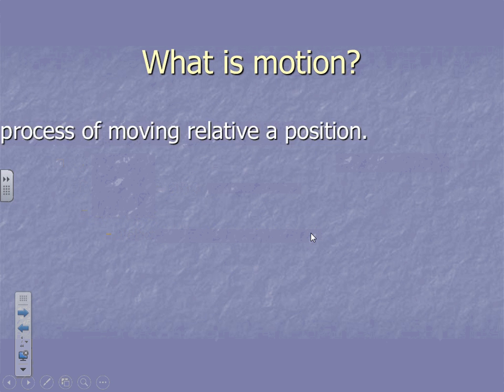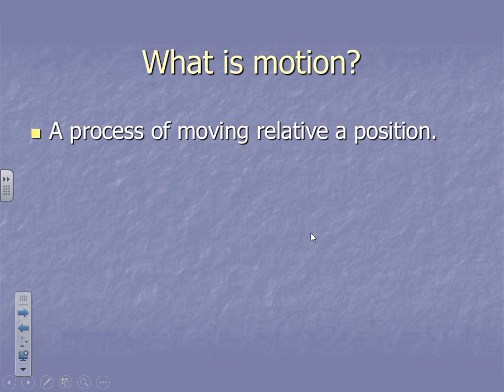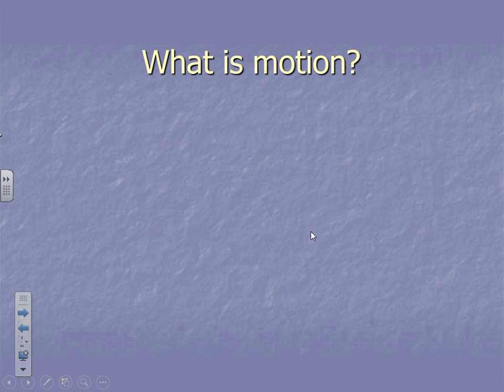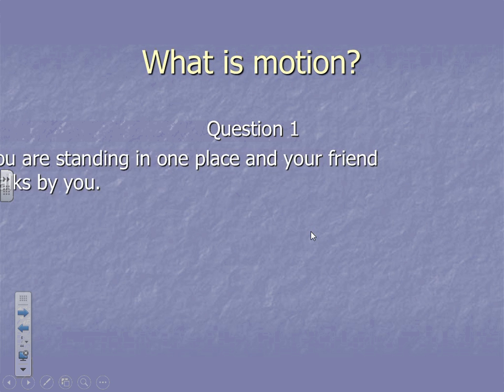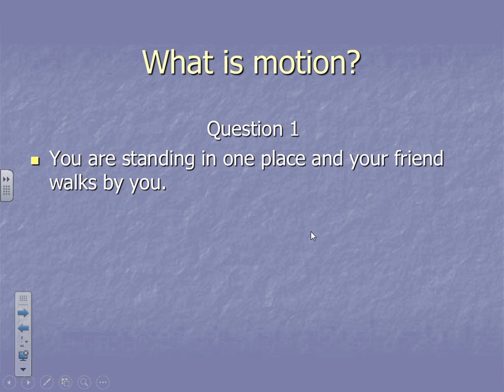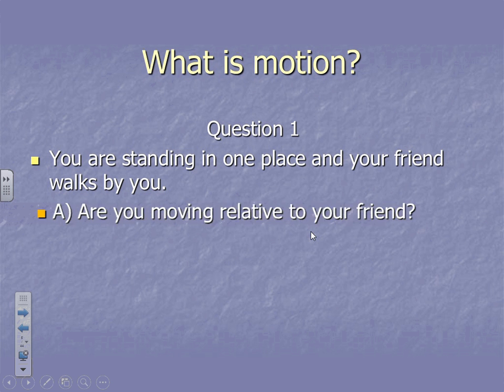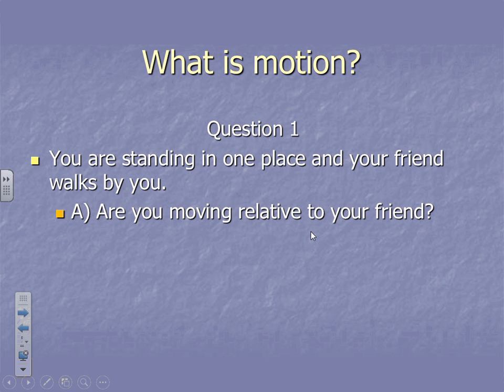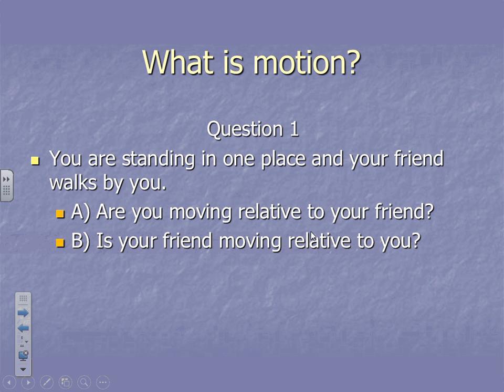Okay, so now the biggest thing is, what is motion? For the most part, motion is fairly simple. It's a process of moving relative to a position. So now, here's the first question. You're standing in one place and your friend walks by you. Are you moving relative to your friend? And more importantly, is your friend moving relative to you?